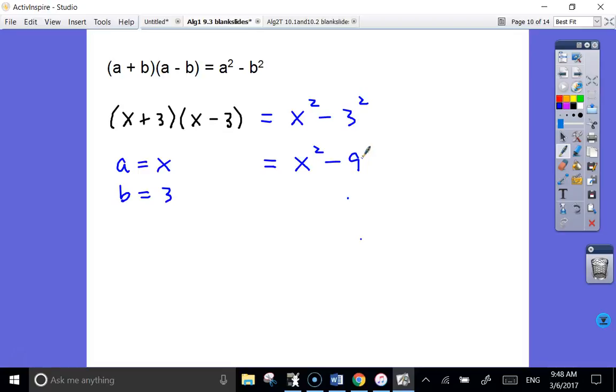If I FOILed this, I would get the first, X times X is X squared. There's that. X times negative 3 is negative 3X. 3 times X is positive 3X. Cancel each other out. 3 times negative 3 is negative 9. So you get to the same place if you just do the FOIL carefully, right?